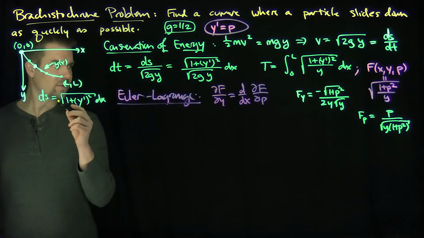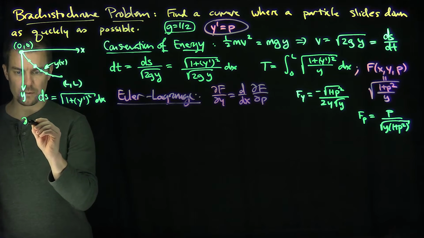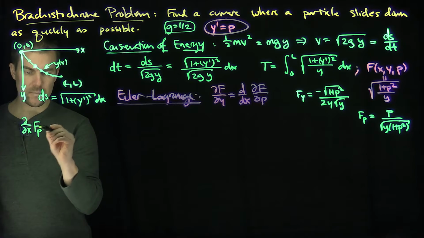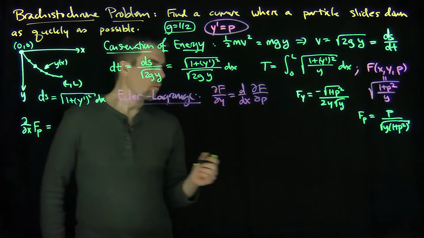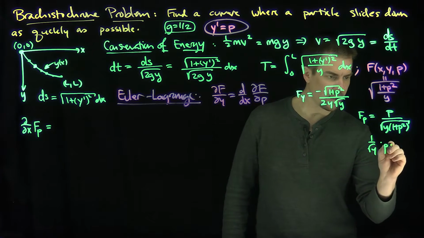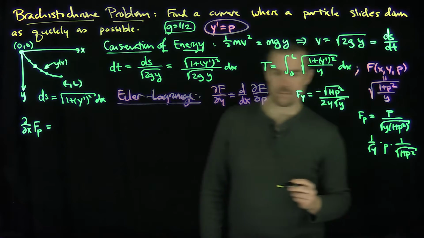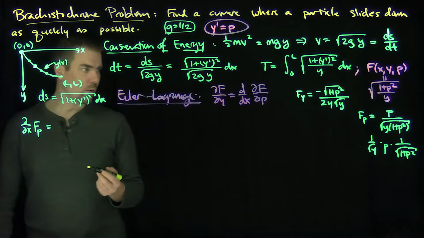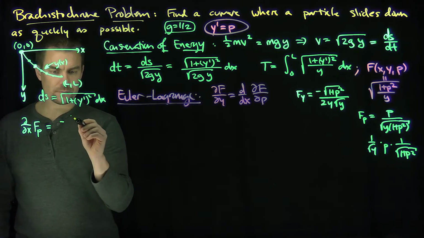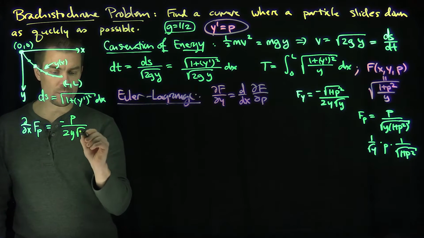So what is the derivative of f sub p? So partial, or just the x derivative, think of it that way, of f sub p is going to be what? Well, f sub p is three things. It's 1 over the square root of y, it's a p, and it's a 1 over the square root of 1 plus p squared. So let's do them all very, very carefully. So what's the derivative with respect to x of 1 over root y? That's going to be a negative p over 2y root y.